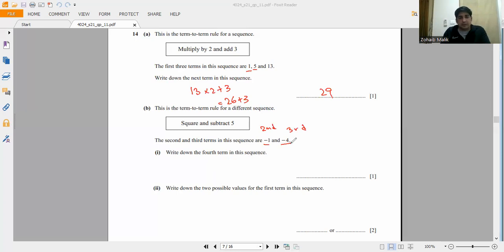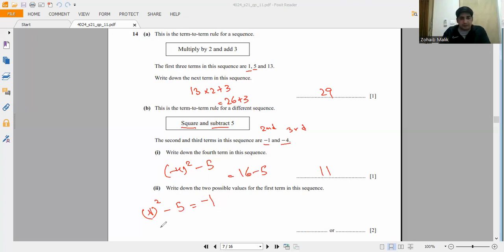तो हमें अगर फोर्थ टर्म फाइंड करनी है तो गिवन रूल के अकॉर्डिंगली स्क्वायर लेना है जी. -4 का स्क्वायर है जी हमारे पास, and we have to subtract 5, which will be equal to 16 minus 5 means 11. Write down the two possible values for the first term in the sequence. अब इसका मतलब है कि हमें फर्स्ट टर्म फाइंड करनी है. Now because the second term is given, तो सेकंड टर्म जनरेट हुई होगी कि फर्स्ट टर्म को हम एक्सपोज कर लेते हैं, x का स्क्वायर, और उसमें से सब्ट्रैक्ट 5 किया होगा.